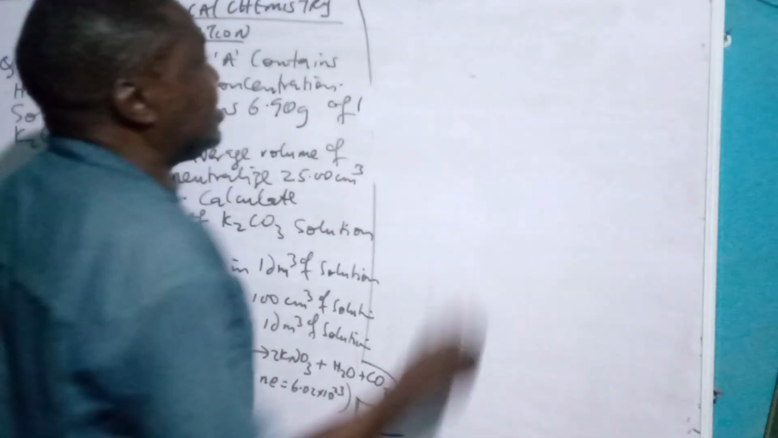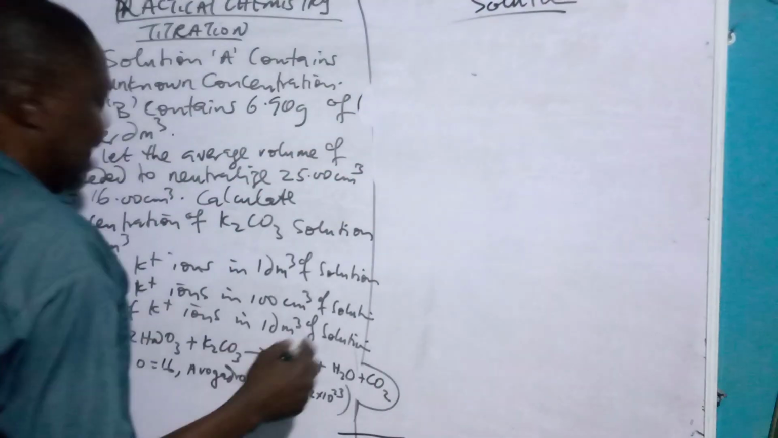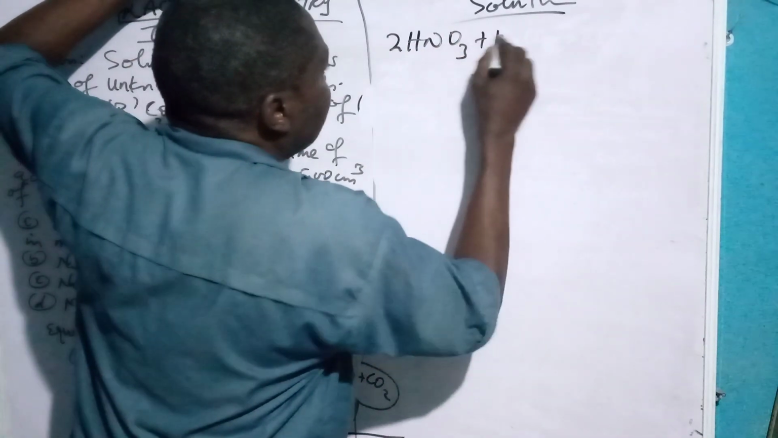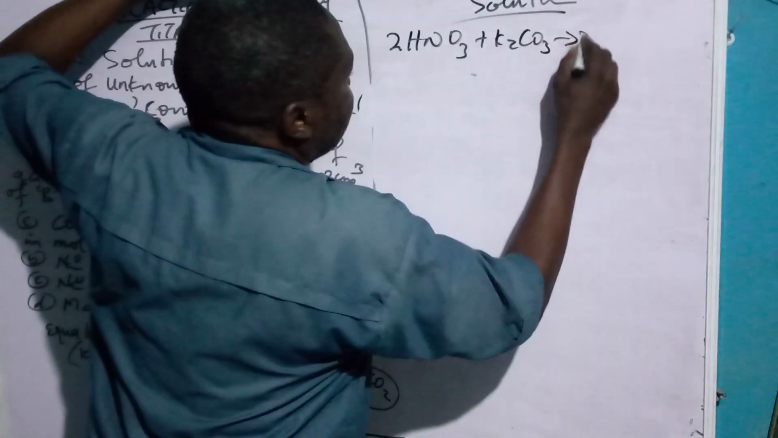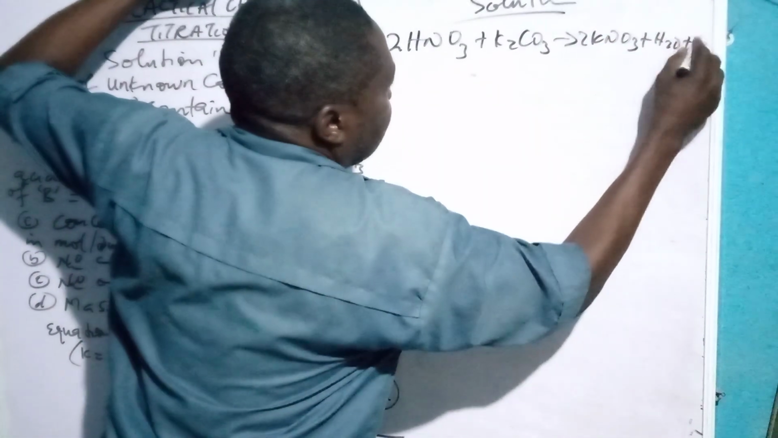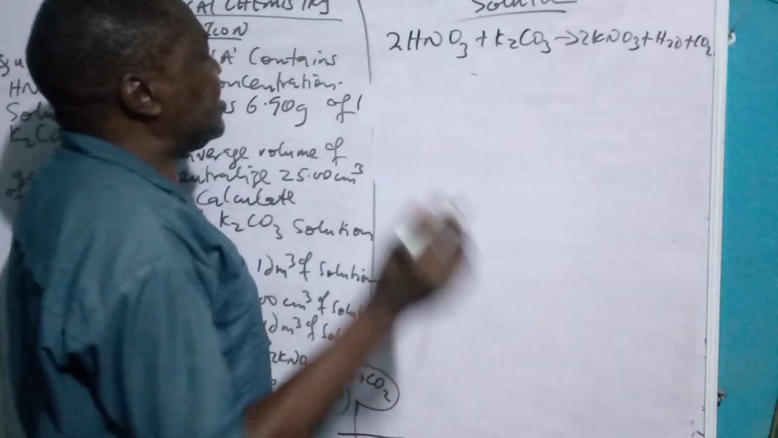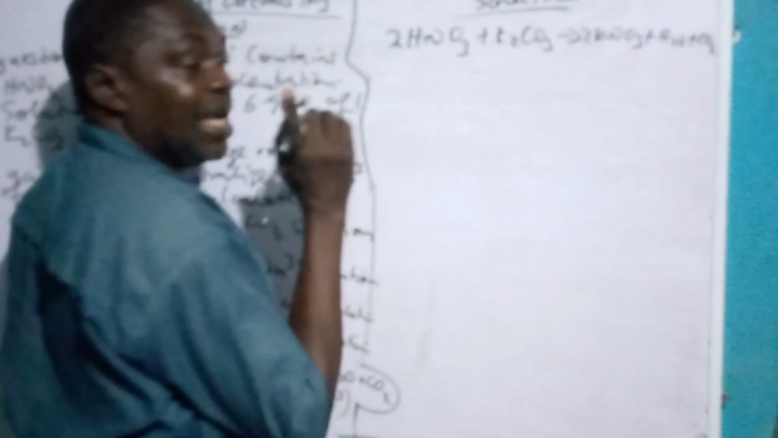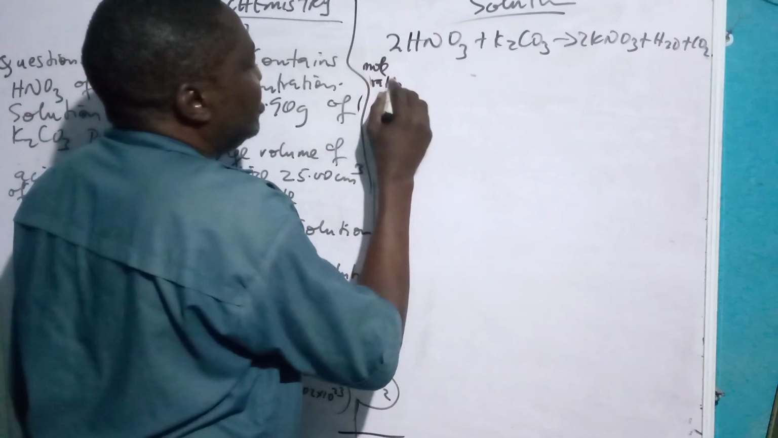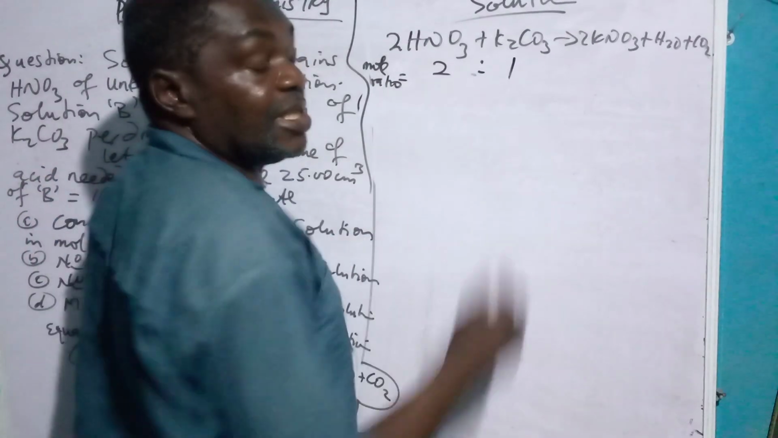So to start, we write solution. First of all, write the equation out. Most often they give us the equation, but if they don't give you, you have to derive your own. So this is the equation like what they've already given us here. The first thing you are going to do is to write the mole ratio, because that's where the math starts. Mole ratio, acid to base, as we already know, is 2 to 1. That's where they start your marking.